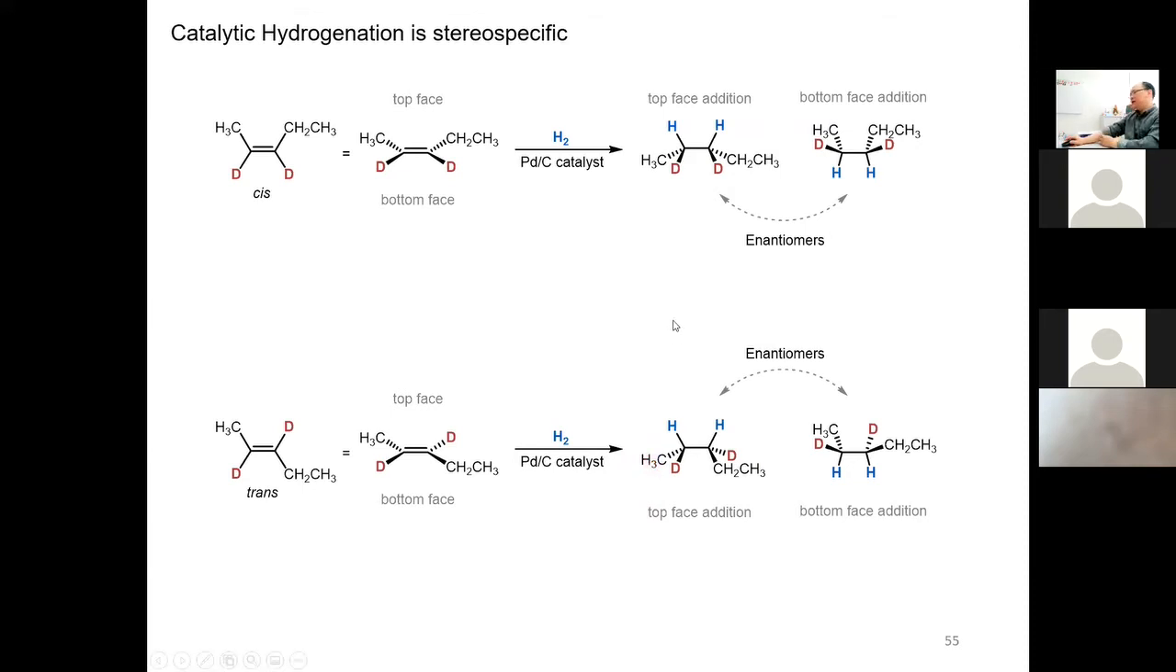If you still remember, there are also examples of alkenes reacting with electrophiles, which are also stereospecific, as we talked about. You need to keep in mind the concept of stereospecificity, and just remember that hydrogenation, due to its mechanism, is a stereospecific reaction.